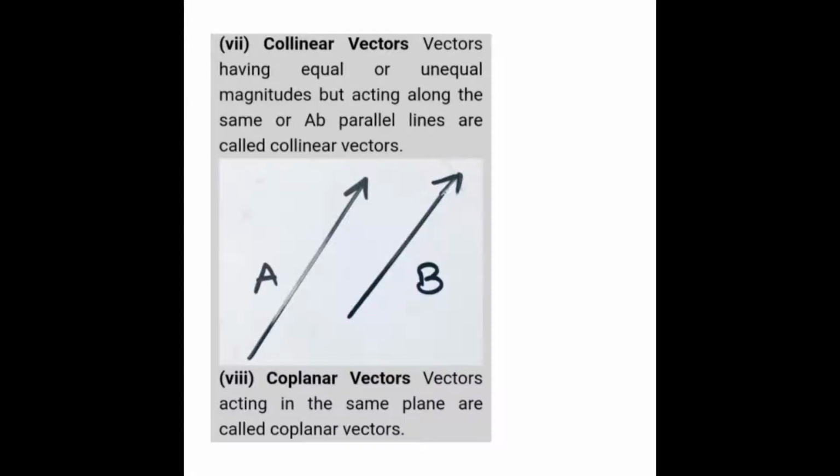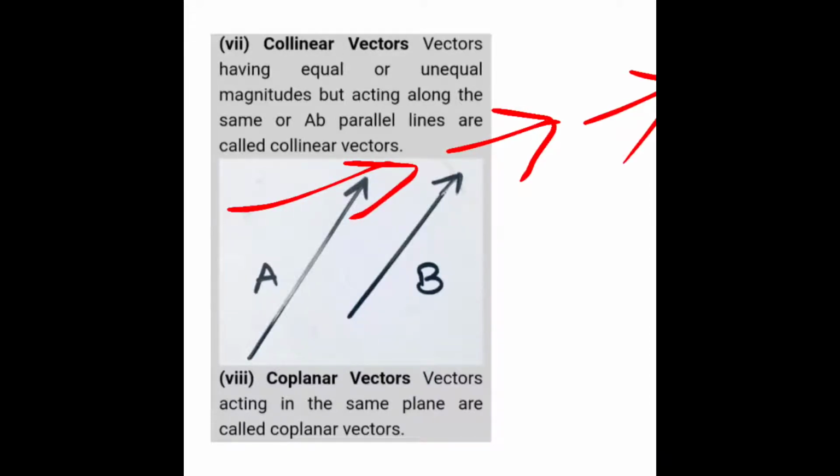Collinear vectors have equal or unequal magnitudes but act along the same or parallel lines. Same or parallel lines are called collinear vectors. Like collinear points are those points that lie on the same straight line, some vectors act along the same line, or they are parallel to each other. Their magnitude may be the same or different, but they act along the same parallel lines. These are called collinear vectors.